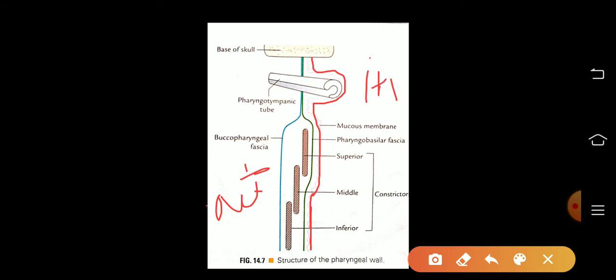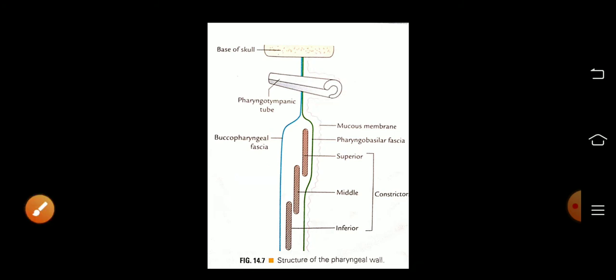So from inside to outside: mucous membrane, pharyngobasilar fascia, the muscular layer, and the buccopharyngeal fascia. We'll study these layers in detail.